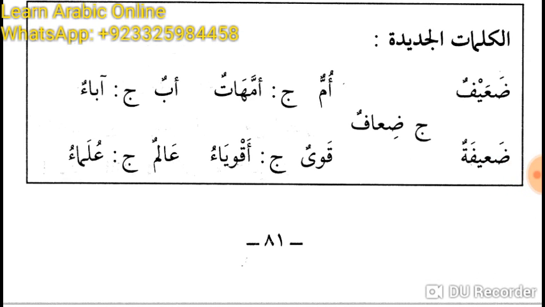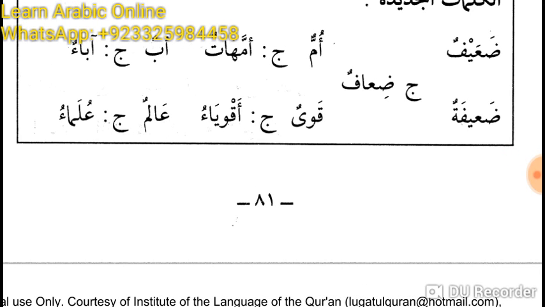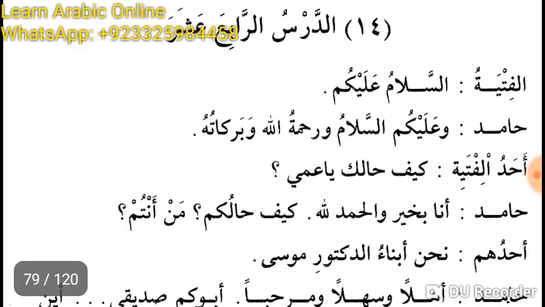Next. الكلمات الجديدات. ضعيف، ضعاف. أم، أمهات. أب، آباء. ضعيف is masculine, ضعيفة is feminine and ضعاف is plural. قوي، أقوياء. عالم، علماء. Good. On the next page we have a new lesson, inshallah, we'll start it tomorrow.